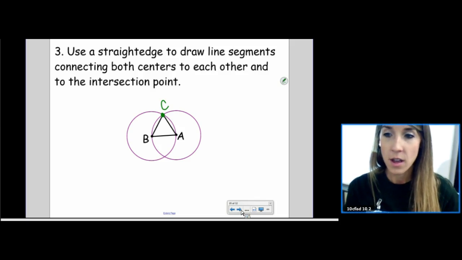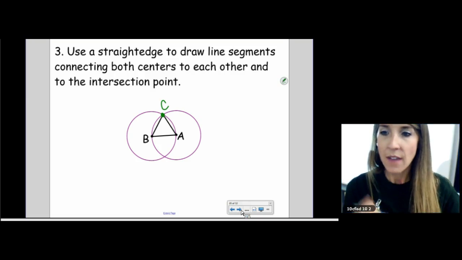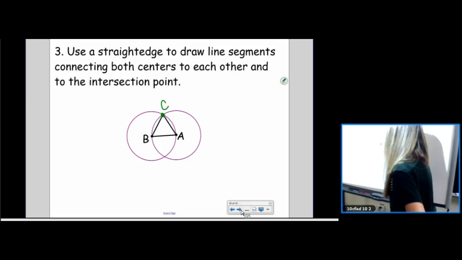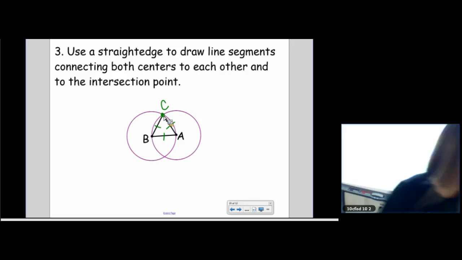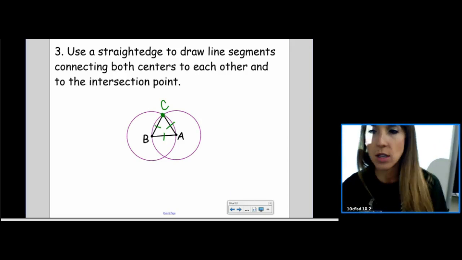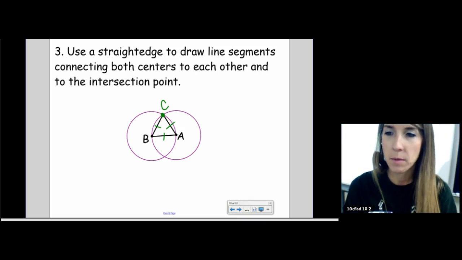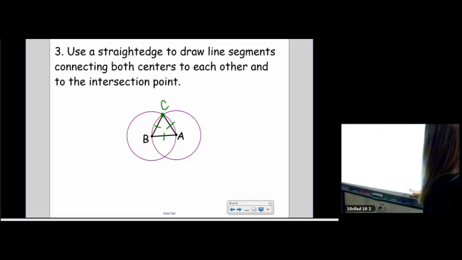All of those are radii of the same circle. If you're a radius of the same circle, you have the exact same length. So it's pretty cool. Create an equilateral triangle using the fact that radii are congruent. Yay! I'm going to move on. You can practice at home. It's beautiful.